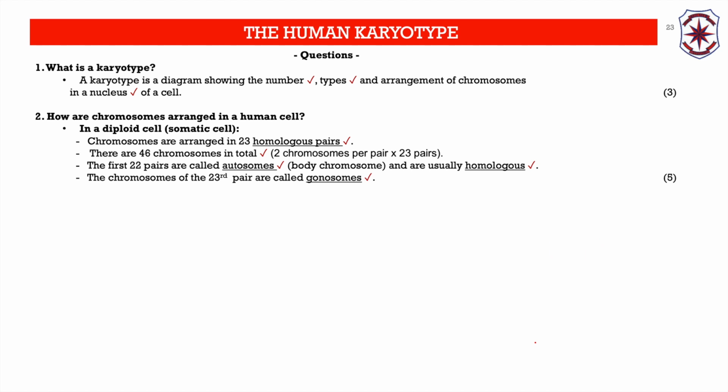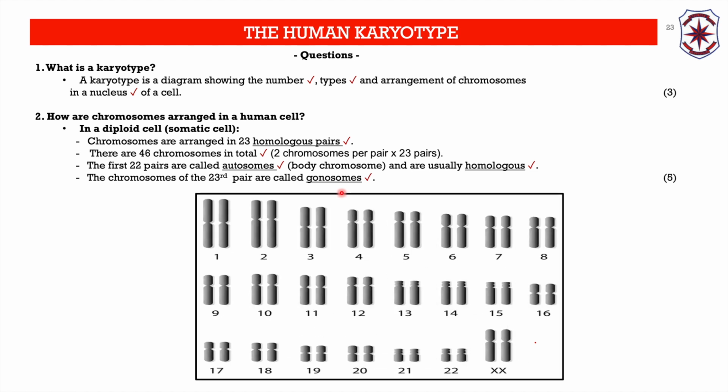So going back, chromosomes are arranged in 23 pairs within a diploid cell. Okay? The first 22 pairs are said to be autosomes, and the last pair, the 23rd pair, is said to be gonosomes. Okay, guys? Now, let's contextualize that by looking at the karyotype itself.